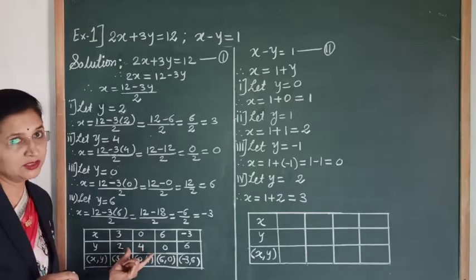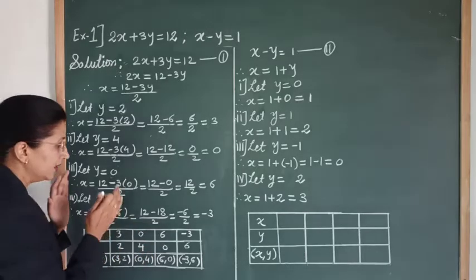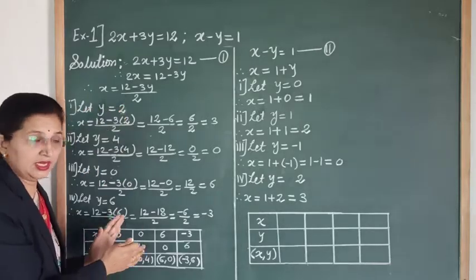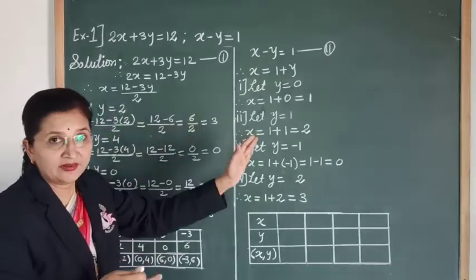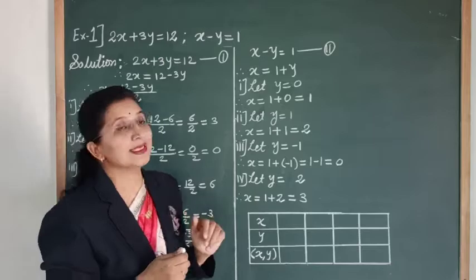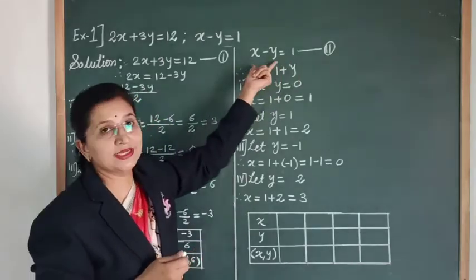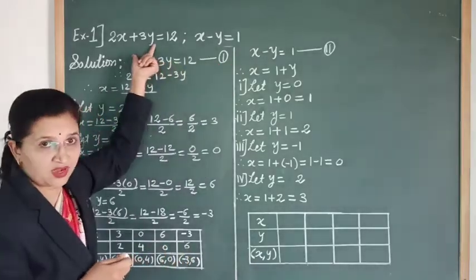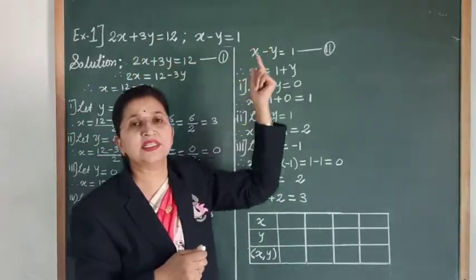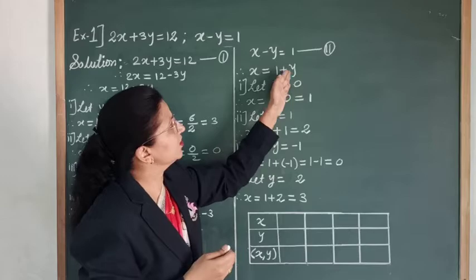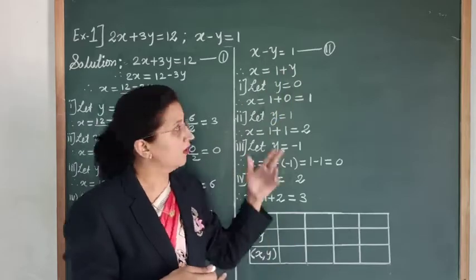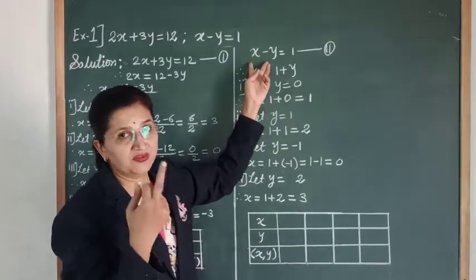Now we have to plot these points on the graph paper. But this is for the first equation only. Same thing we will do for the second equation. Now our second equation is x minus y is equal to 1. Okay, so dear students, this equation is quite easy as compared to the first one. So here you may convert this equation in the form of x is equal to or y is equal to, as both have the coefficient 1.